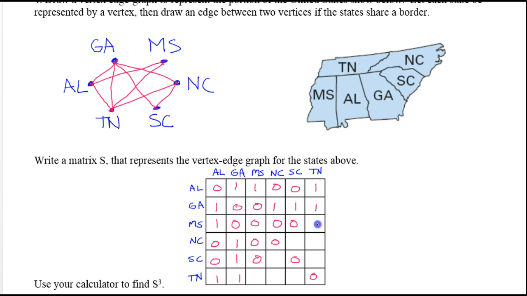Does Mississippi share a border with Tennessee? Yes, it does. So that means a 1 here and here. Okay, does North Carolina share a border with South Carolina? Why, yes, it does. So that means a 1 here and here. Does North Carolina share a border with Tennessee? Yes, it does. That means a 1 here and here. And does South Carolina share a border with Tennessee? Nope, it does not. So that means a 0 here and here.